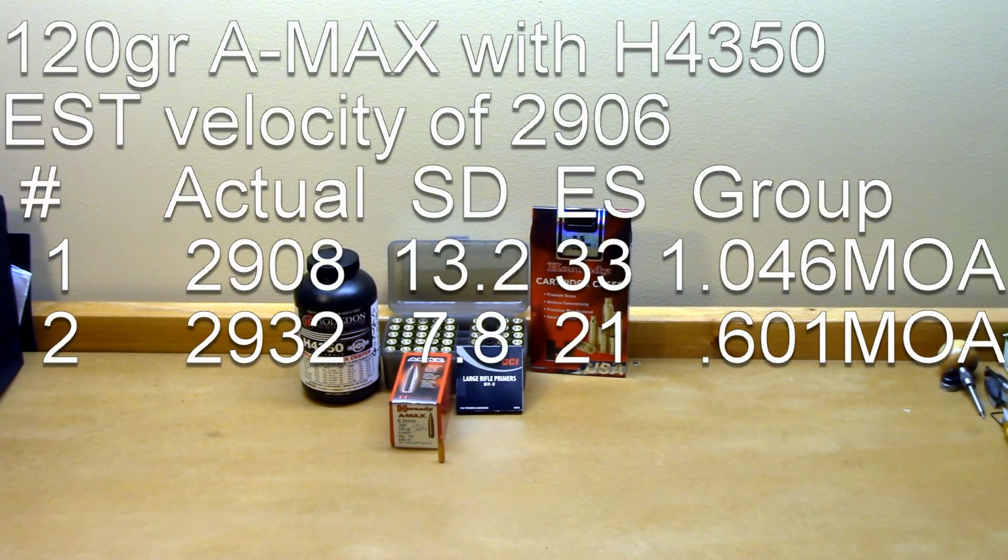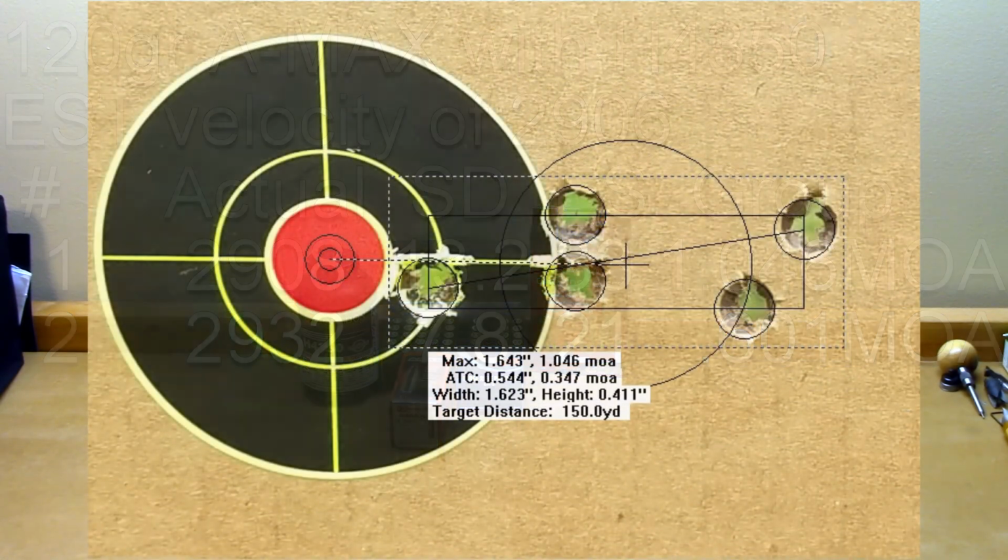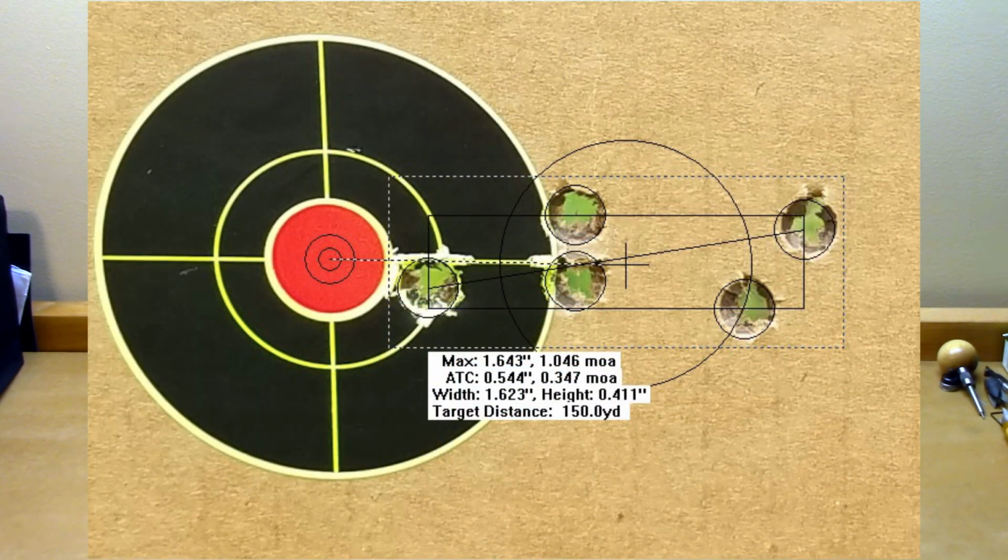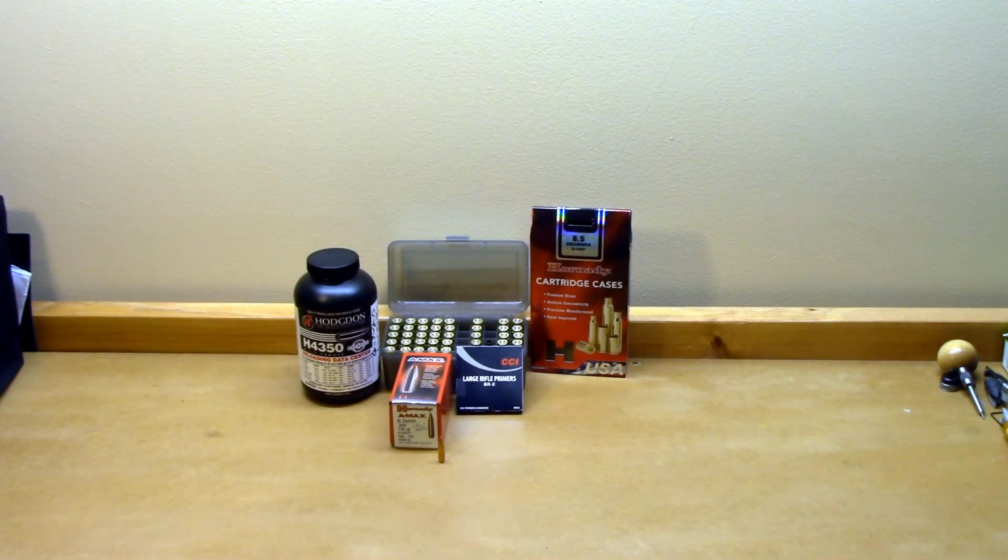However, as we get into the data, the first five-shot group, the estimated velocity again was 2906. Average velocity with the five-shot group was 2,908 feet per second. The standard deviation was an unfortunate 13.2 with an extreme spread of 33. The group size on your screen, 1.046 MOA, so certainly not a spectacular load that I've shot so far.